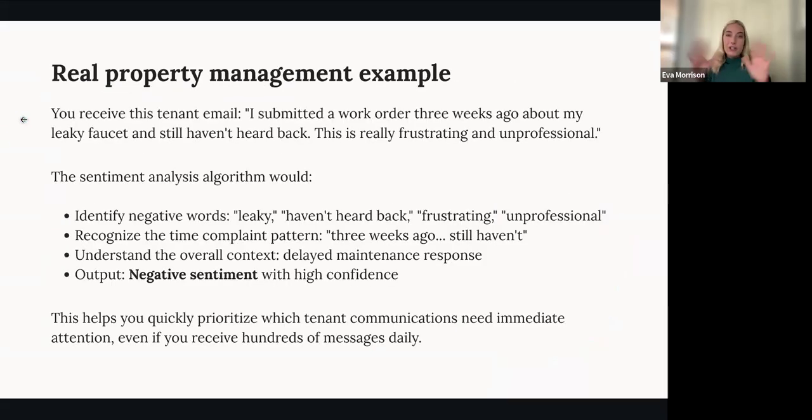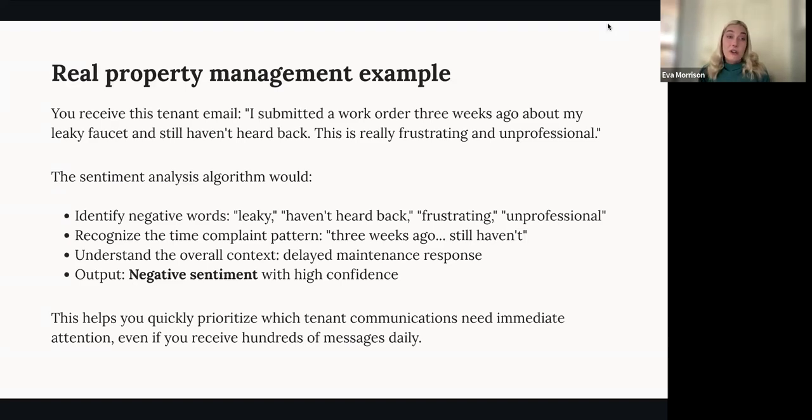So it might help, rather than talking high level about AI, it's probably easier to give an actual example. So let's say that you receive an email that says something like, I submitted a work order 3 weeks ago about this leaky faucet. I still haven't heard back. This is really frustrating and unprofessional.